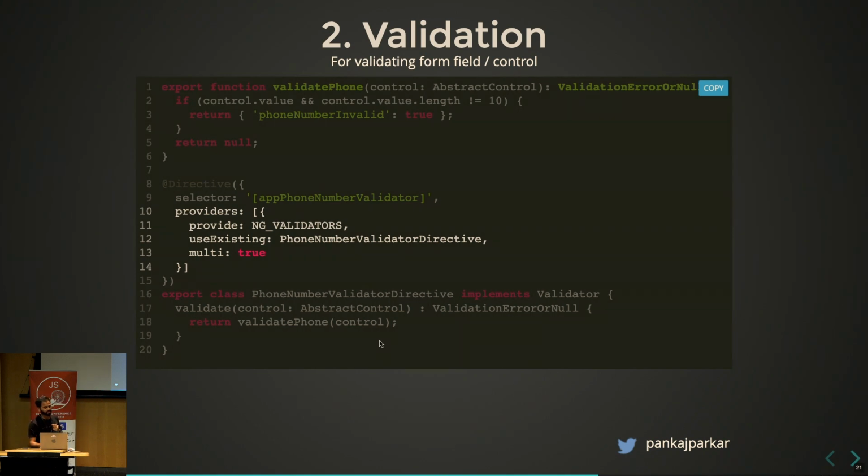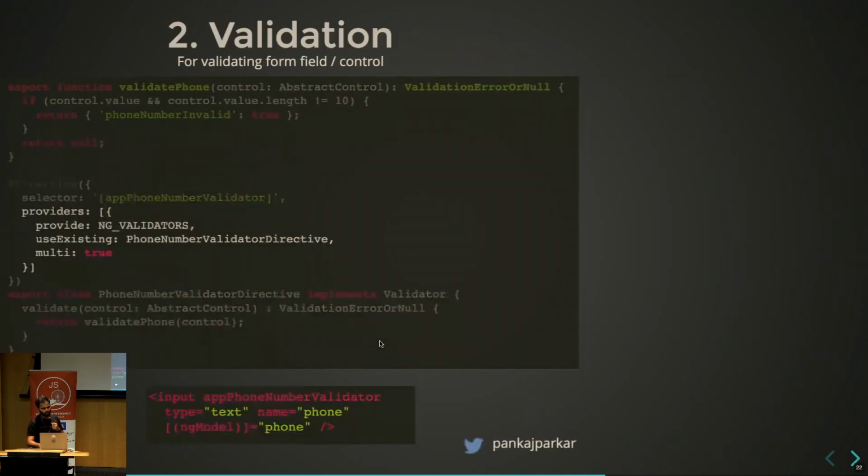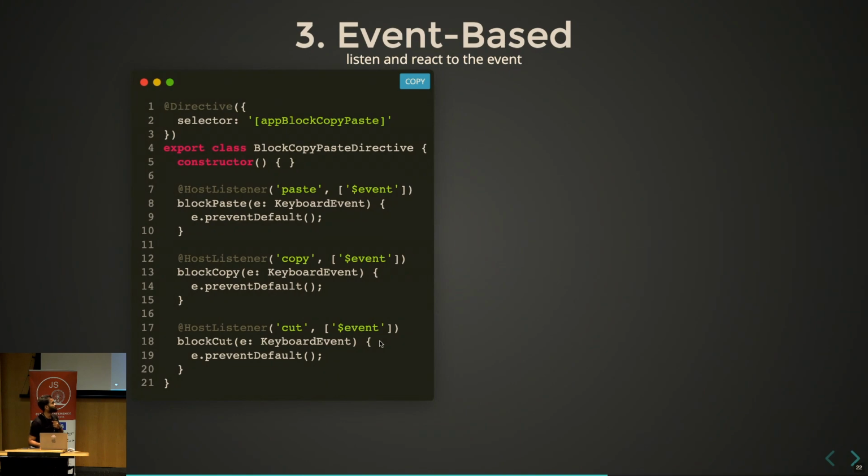inside a use existing. To use this in HTML, you wrote a directive. Now use it as an attribute, because the selector name is how you have to use it. So this is the HTML to use it. Okay, pretty simple. So next is event-based directive.